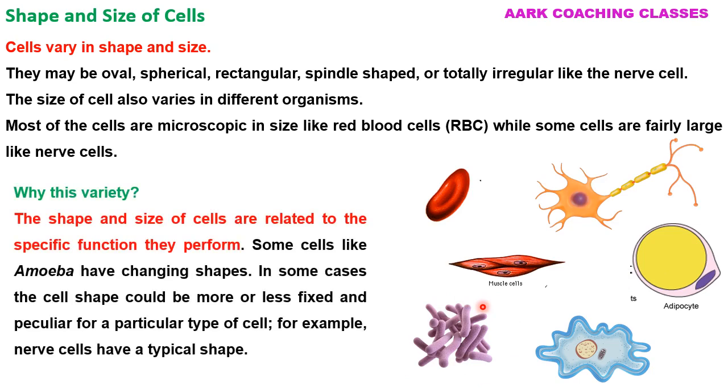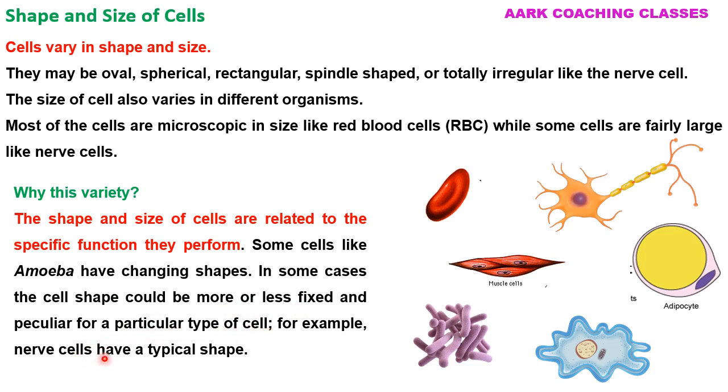Now why is this variety there? Why do cells have different kinds of shape and sizes? Very important: the shape and size of cells are related to the specific function they perform. Some cells like amoeba have changing shape. Amoeba will send out its pseudopodia, and it can capture food or move from one place to another. In some cases, shape could be more or less fixed, like we have seen in the onion peel cell, and peculiar for a particular type of cell.